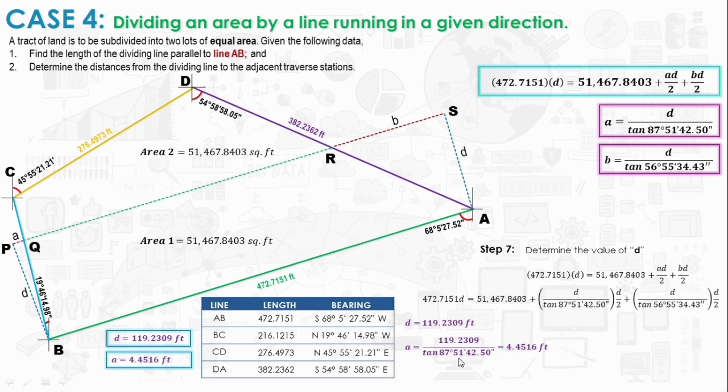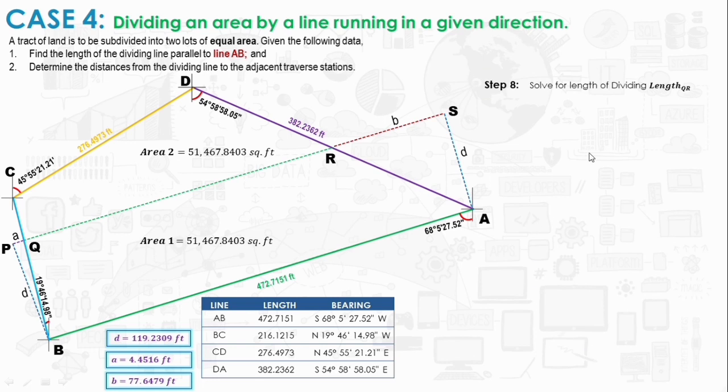Next, substitute naman natin si D kay B. So, the value of B is equal to 119.2309 divided by the tangent of 56 degrees, 55 minutes, and 34.43 seconds. B is equal to 77.6479 feet. Ayan. So, meron na tayong value ni D, ni value ni A, tsaka value ni B.